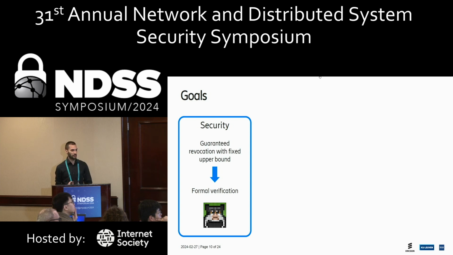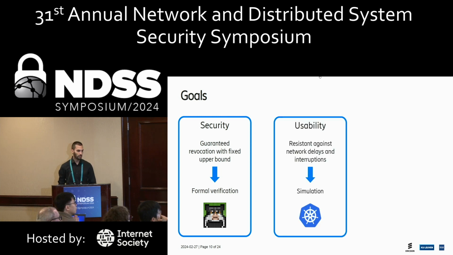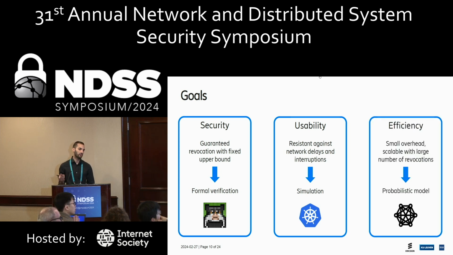And this is where our work comes in, because we are taking this idea and we want to make it work. So here, our first goal is to guarantee revocation and also guarantee an upper bound. So we want to say that if we revoke a vehicle or a credential at a certain time, we want to guarantee that it takes at most this time to revoke. We also want to make this scheme usable in practice, which also means that we want to make it resistant against network delays, network interruptions, or all the real-world conditions. And finally, we want to keep the overhead as small as possible, because V2X has real-time constraints to keep in mind.